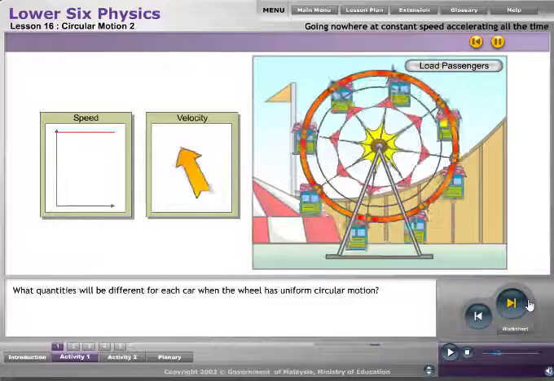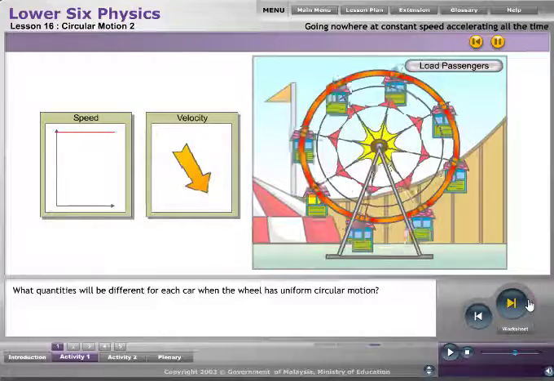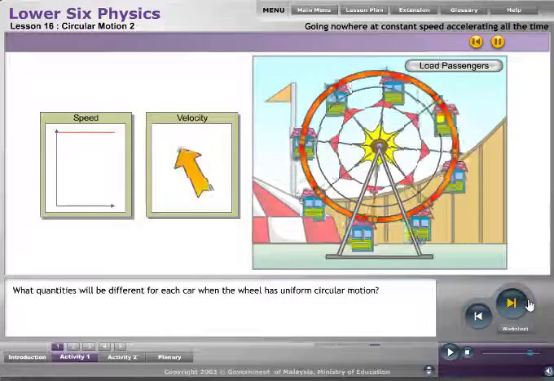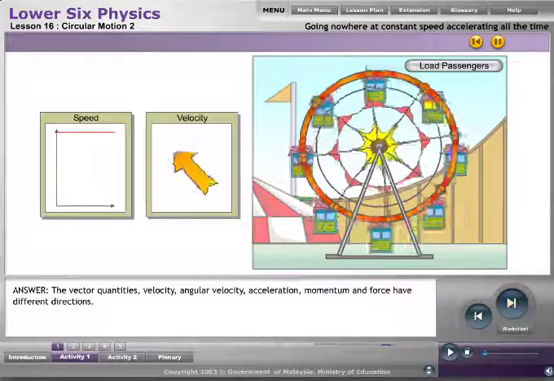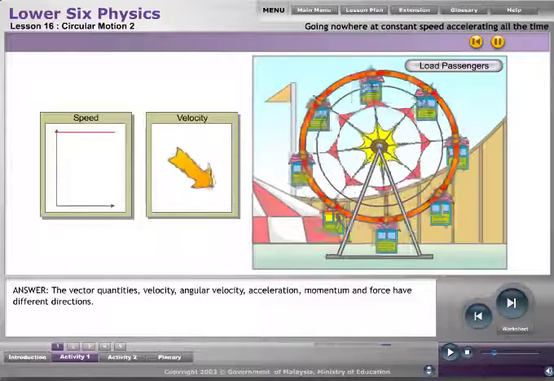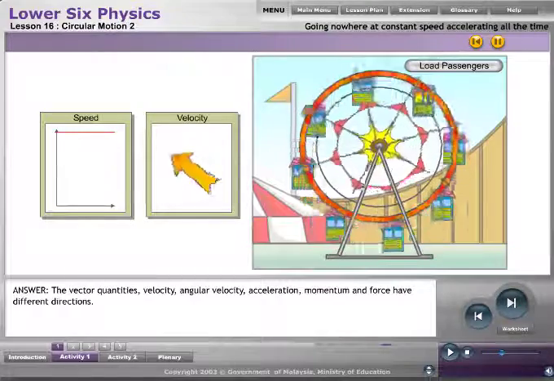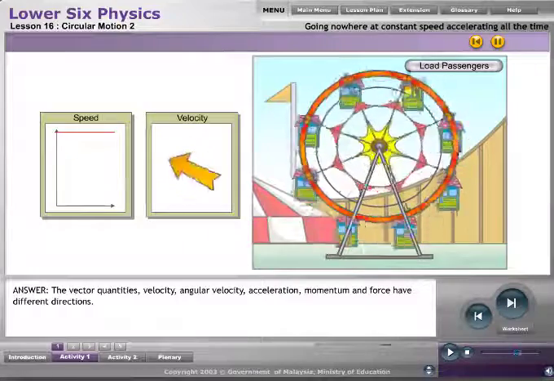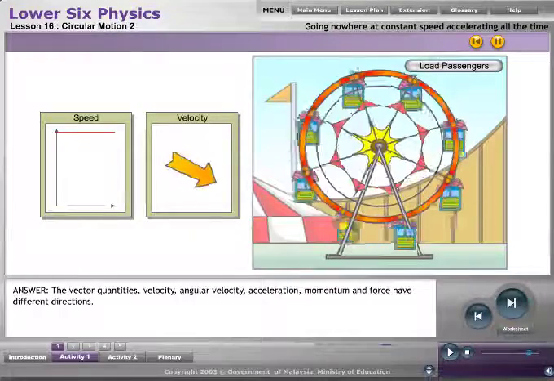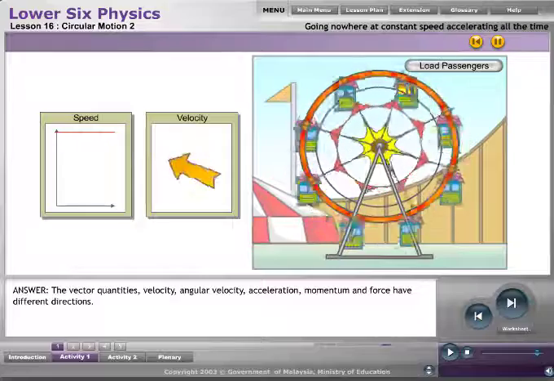What quantities will be different for each car when the wheel has uniform circular motion? Answer: the vector quantities, velocity, angular velocity, acceleration, momentum, and force have different directions.